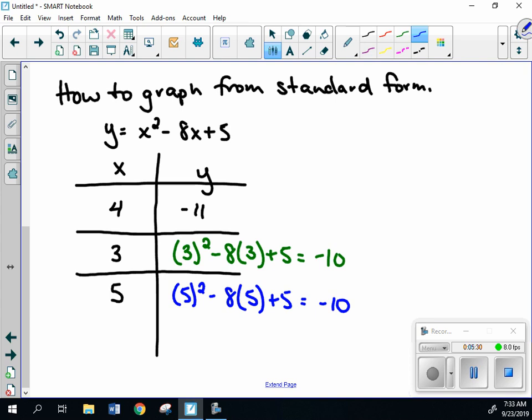And I now have 3 points that I could then graph, those 3 coordinates, in order to find that U shape. To get a better U shape, you really should probably pick 5 points so you can see how that curve is going to match up. So I would pick, again, 2 points that are 2 to the left of the vertex and 2 to the right of the vertex. So everything is based off of that vertex.